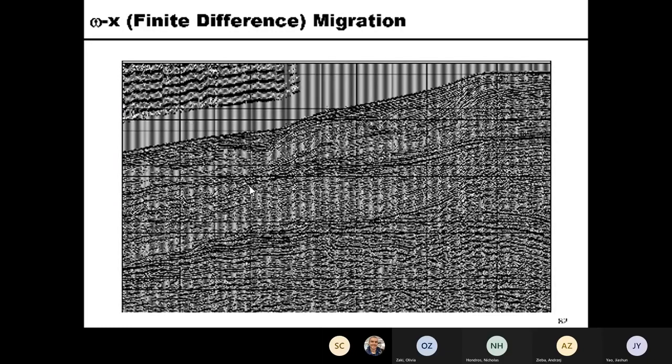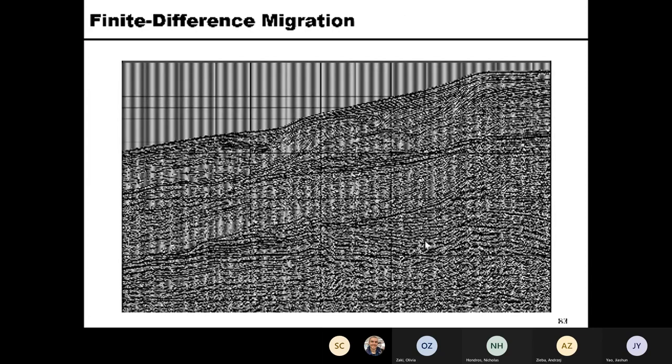Let's see the example here. This FX finite difference, still called finite difference. You can see here the dipping events gradually come out because this one can go up to 45 degrees. The previous one was only up to 15 degrees. So that gradually comes up, all right? But very, very efficient. Compare the finite difference, you can see here, from a TX domain to the FX domain now.